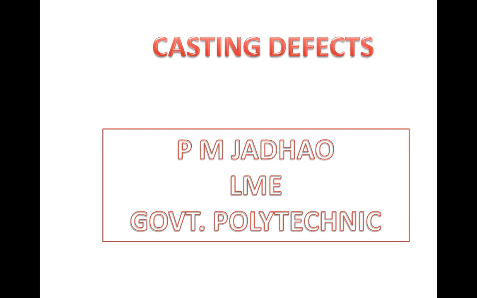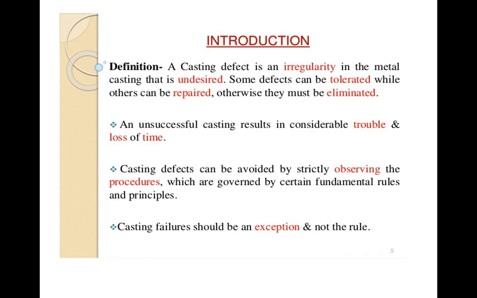Yesterday we had seen casting, die casting or chamber casting, cold chamber die casting and casting furnaces. In today's lecture we are going to discuss casting defects. These are the undesirable results from the casting. We are going to avoid them by properly following the procedures and some rules.